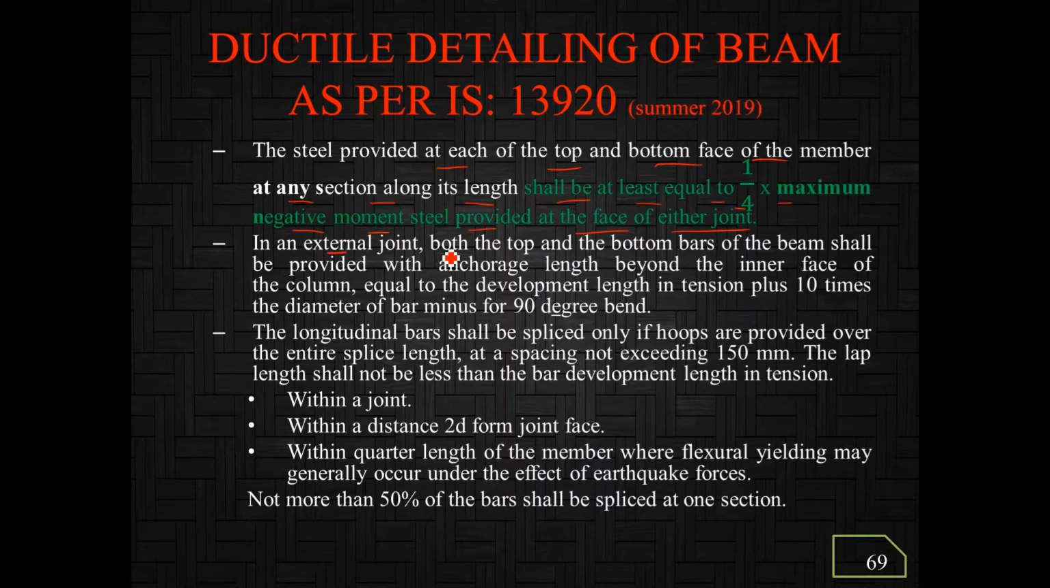In an exterior joint, both the top and bottom bars of the beam shall be provided with anchorage length beyond the inner face of the column equal to the development length in tension plus 10 times the diameter of the bar minus the 90-degree bend. The longitudinal bar shall be spliced only if hoops are provided over the entire splice length at a spacing not exceeding 150 mm. The lap length shall not be less than the bar development length in tension.